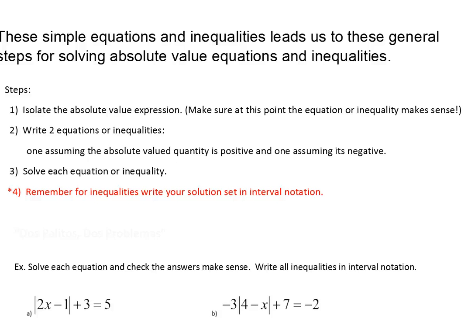Number 1, you always want to isolate your absolute value first, right? Make sure at this point the equation or inequality makes sense. Remember, the absolute value is a distance, so it can't be negative. The next thing that you want to do is write two equations or inequalities. Okay? One assuming that the absolute value quantity is positive, and one assuming that it's negative. And then you just want to solve each equation or inequality. Remember that for inequalities, your solution has to be in interval notation.